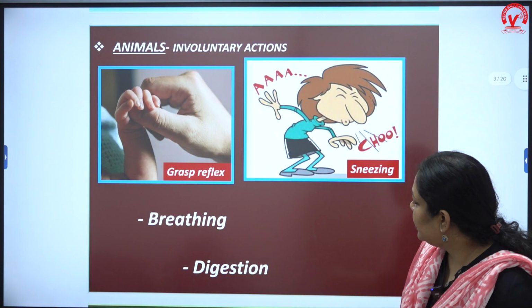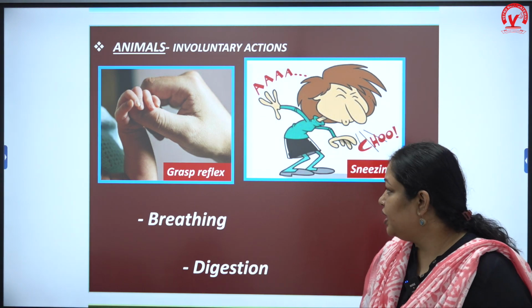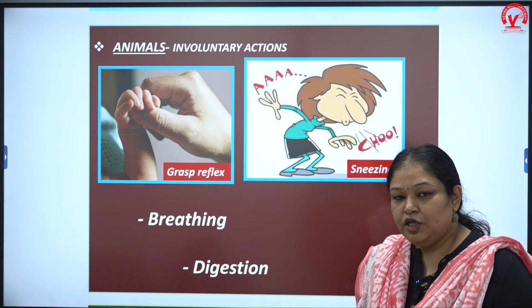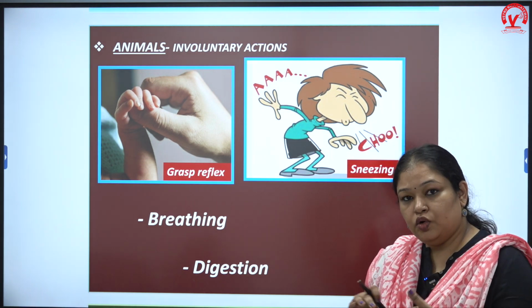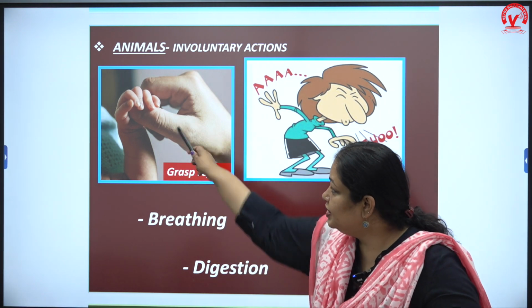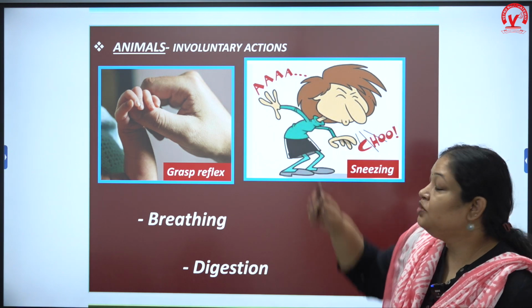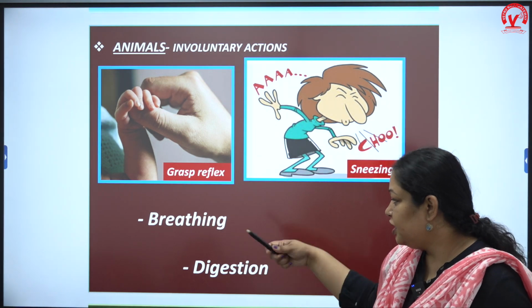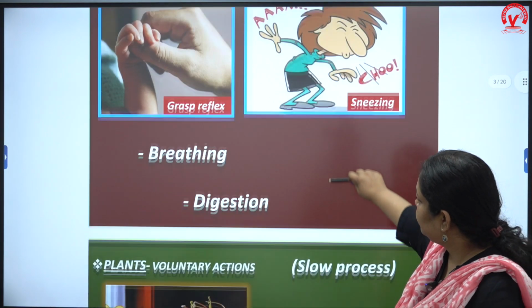In animals we have involuntary actions like the grasp reflex in babies. When you give a finger to a baby, it holds your finger. That is the grasp reflex, as you can see in the picture. And then sneezing, that is again an involuntary action. Other things include breathing and digestion. These are all involuntary actions.